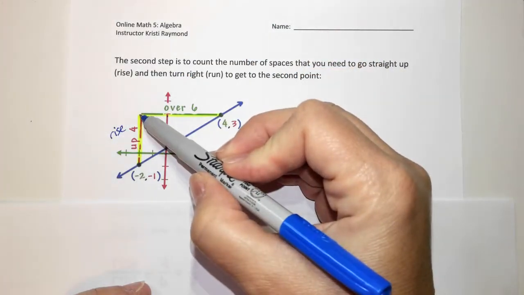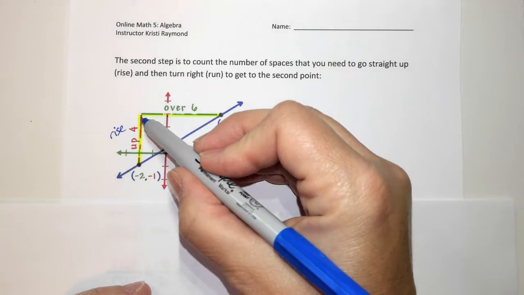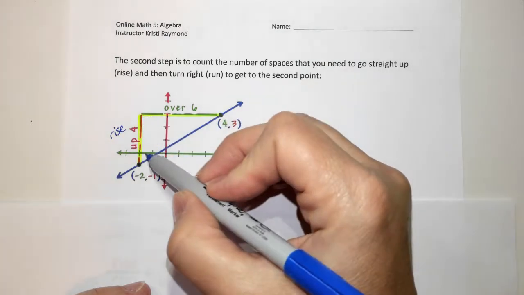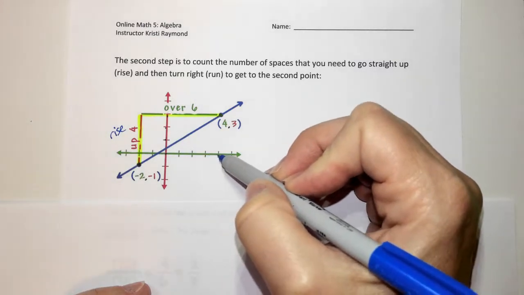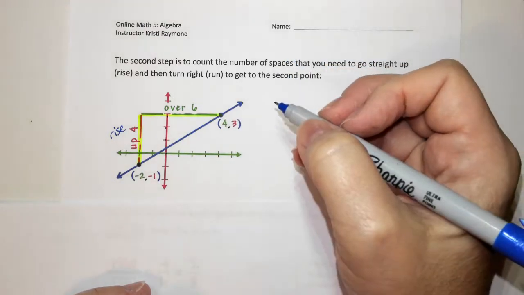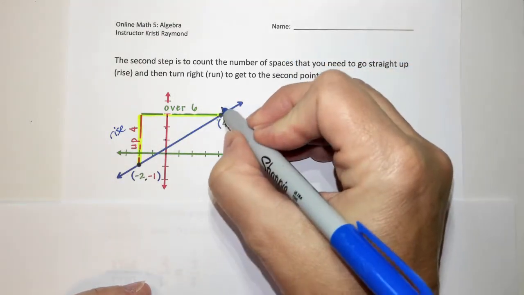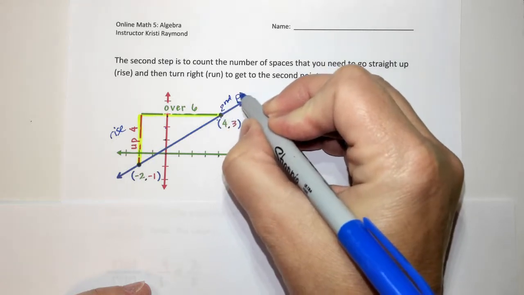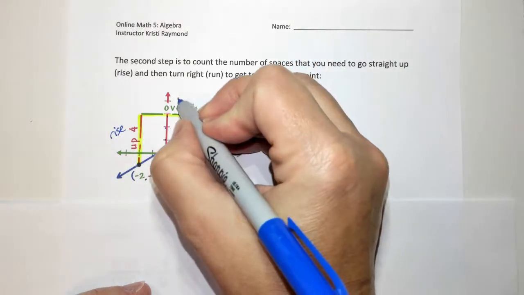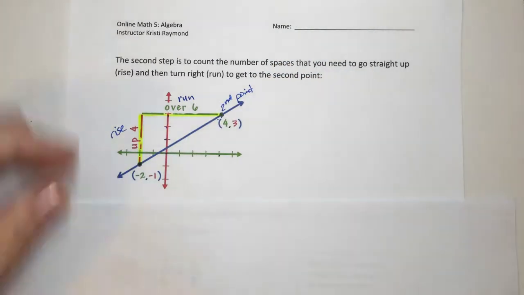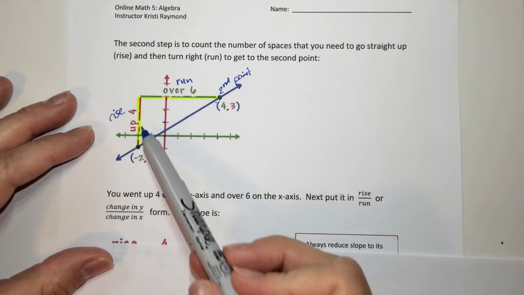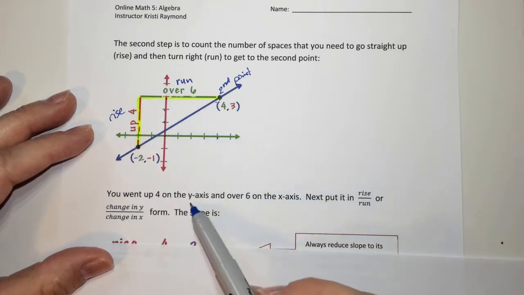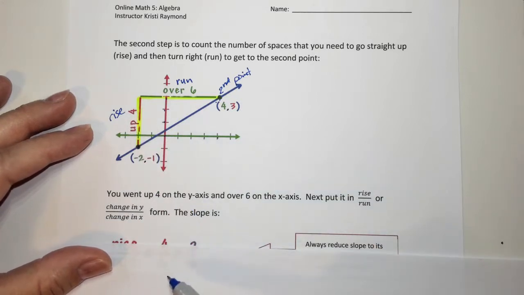From this spot on my map, to get to my restaurant, I have to go over how many? Looks like 1, 2, 3, 4, 5, 6. I had to go over 6 blocks to get to my second point. And that is my run. So you went up 4 on the x-axis. I'm sorry, up 4 on the y-axis and over 6 across the x-axis.